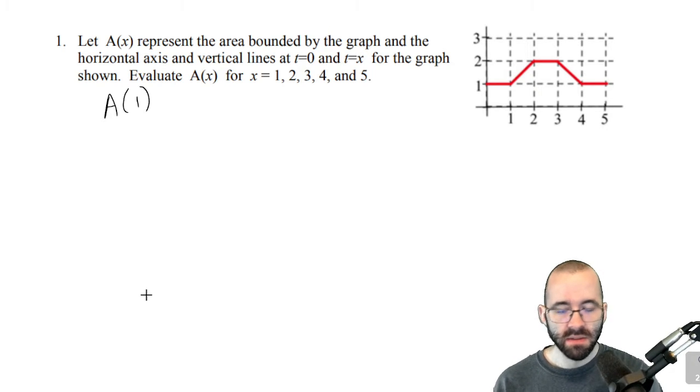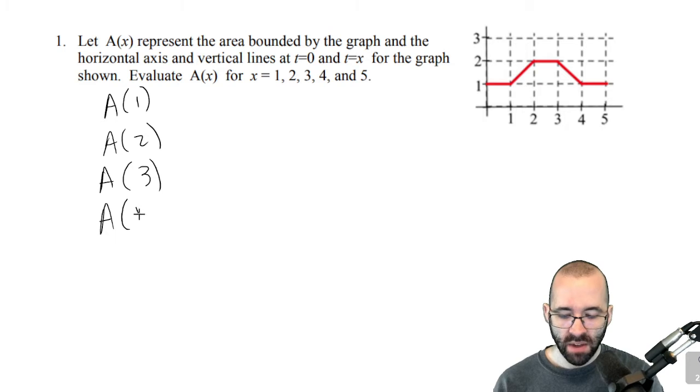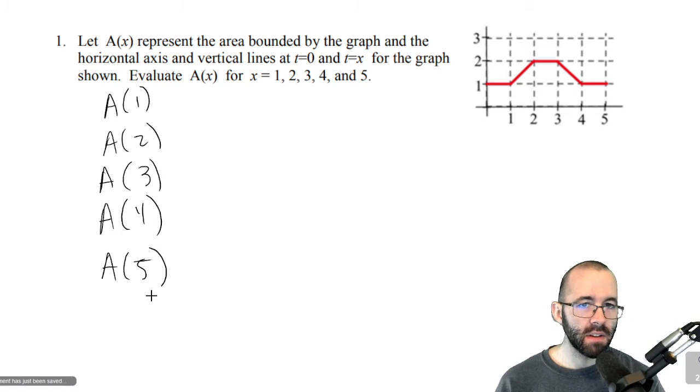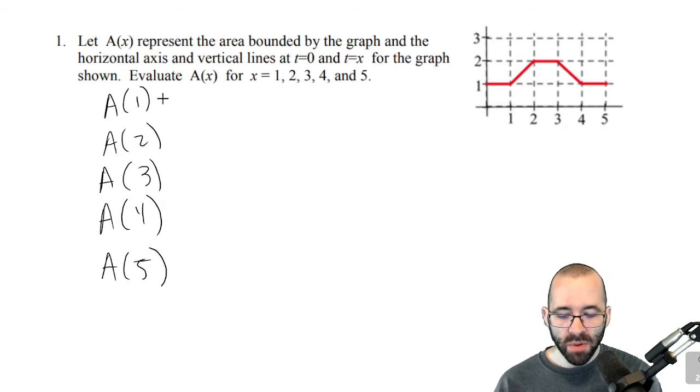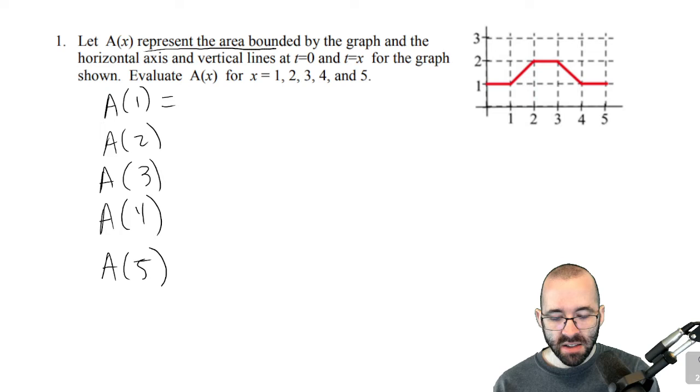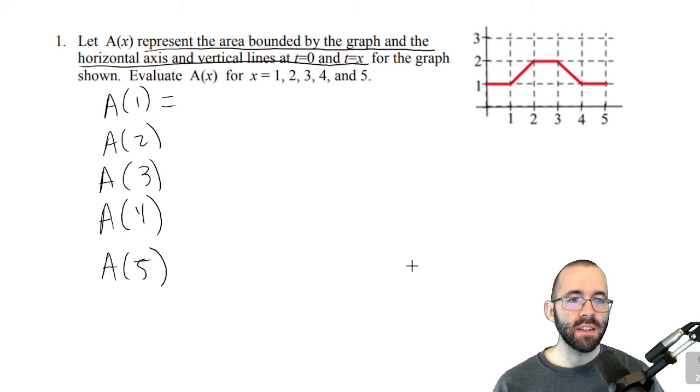So all at once is A of 1, A of 2, A of 3, A of 4, and A of 5. Now, what do these represent? A of 1 is the area between the graph and the horizontal axis and the vertical lines at t equals 0 and t equals 1.